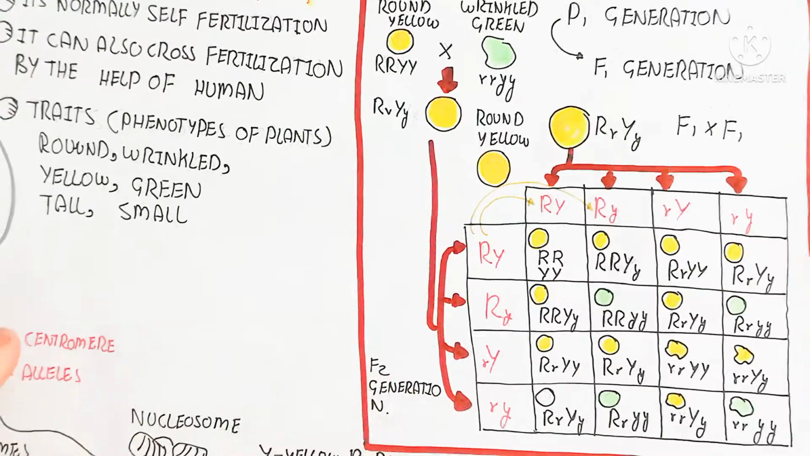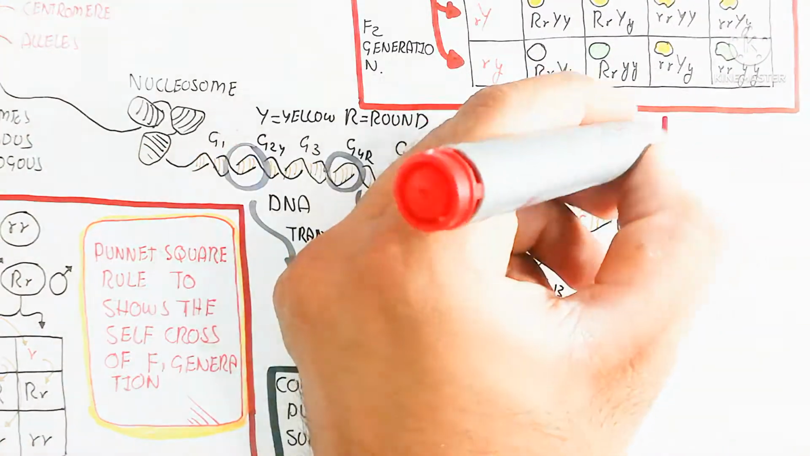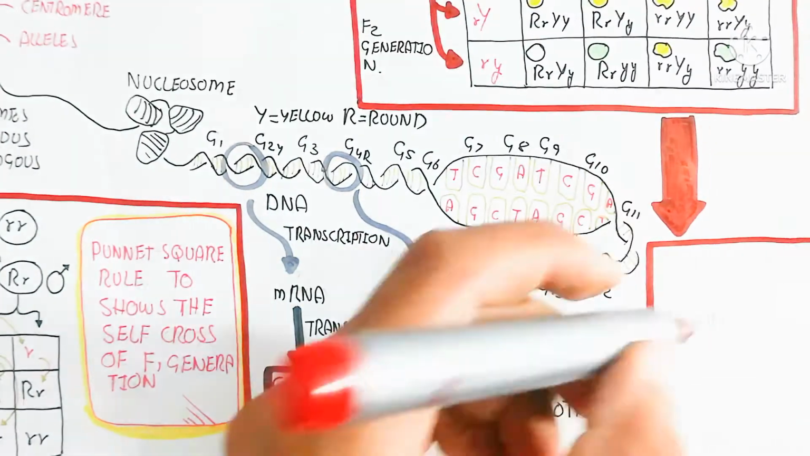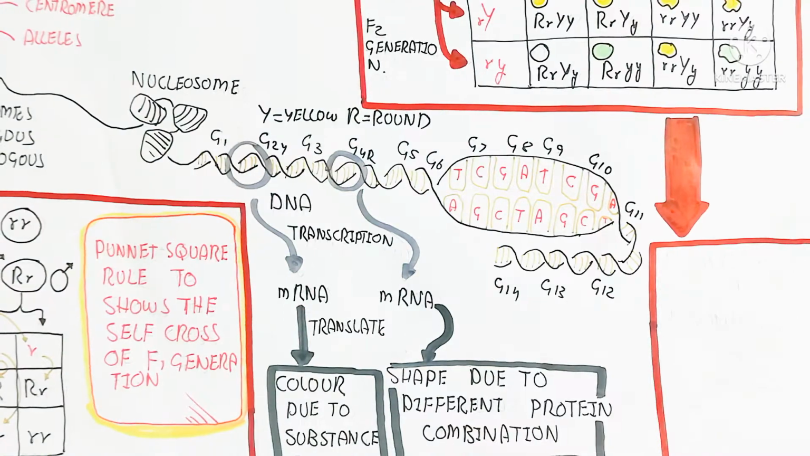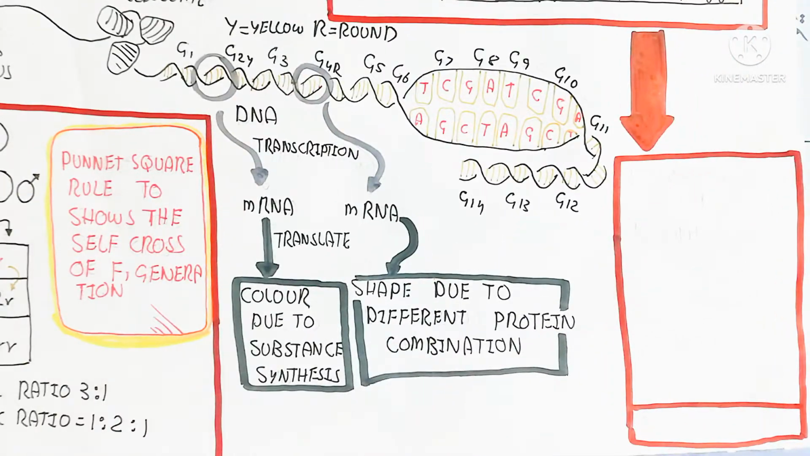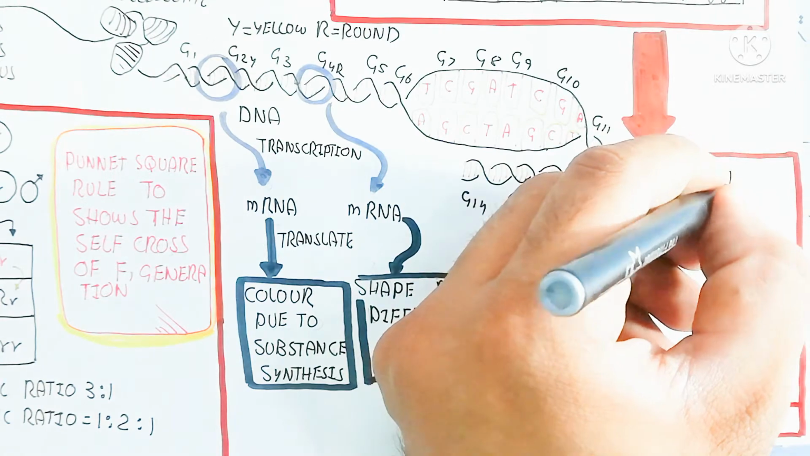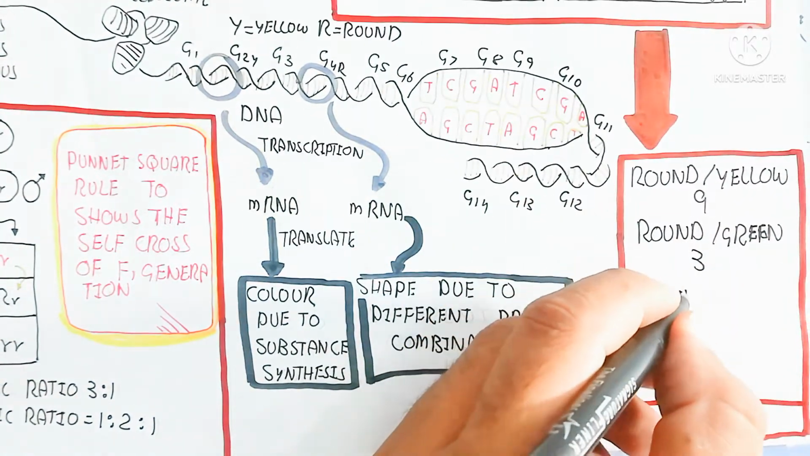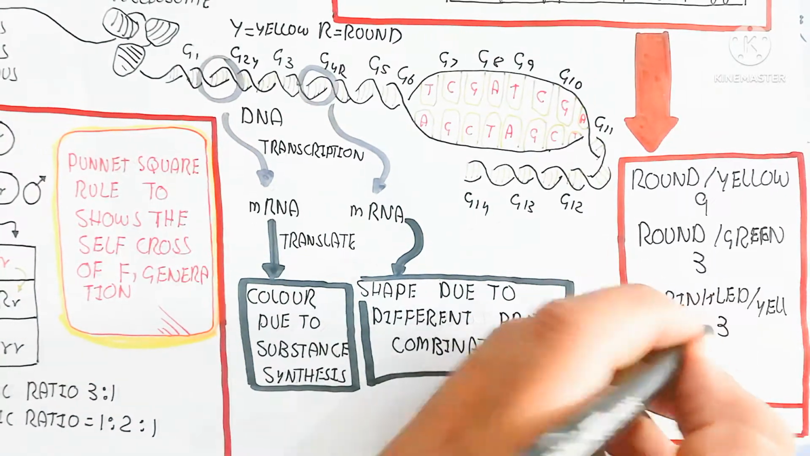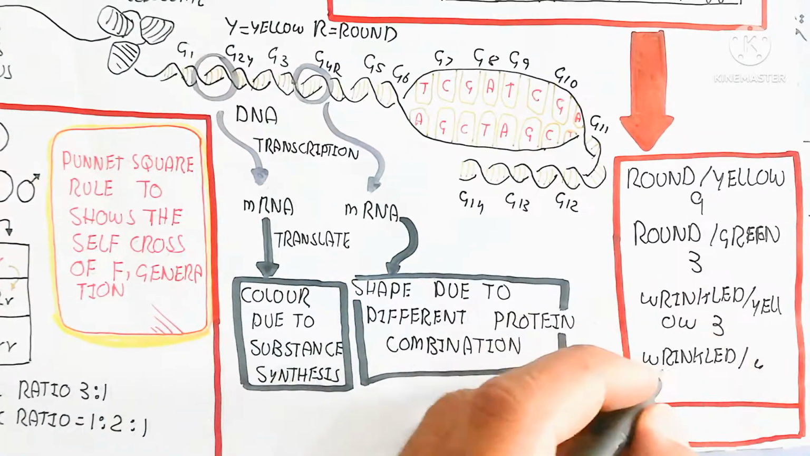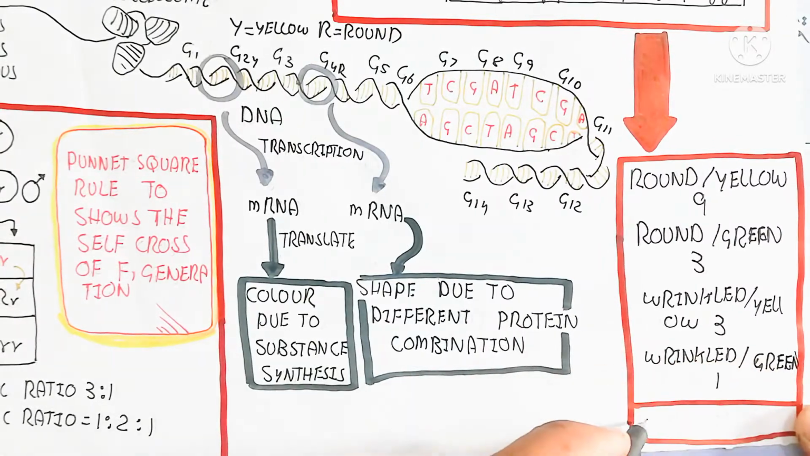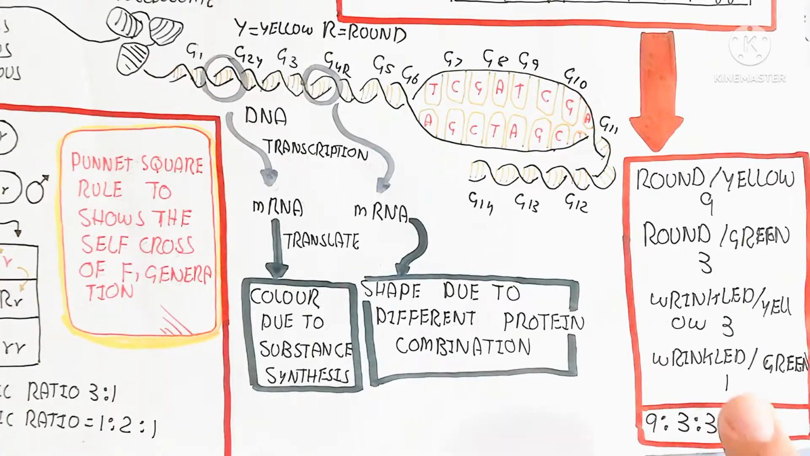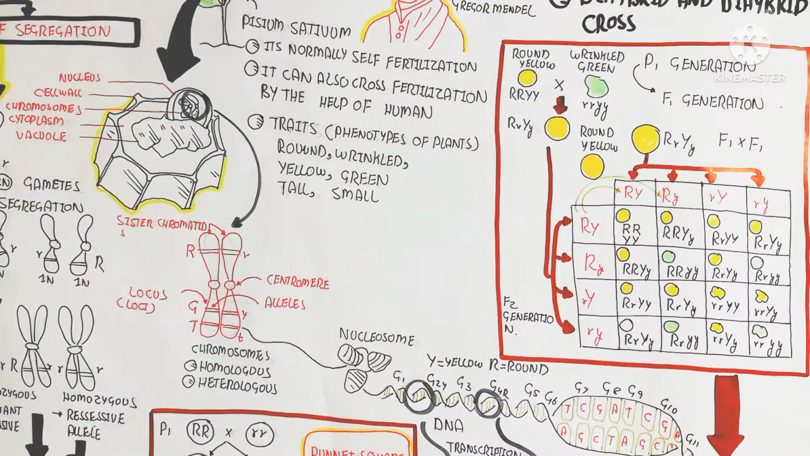And in this way you can understand this is basically round and yellow 9, round and green 3, wrinkled and yellow 3, and wrinkled and green 1. It means the ratio 9:3:3:1 is what the F2 generation will produce, and in this way the round and yellow will again dominate. So the gene pool contains the same genes, but the phenotype will be different on the basis of dominant and recessive, due to the dominant influence of the gene.